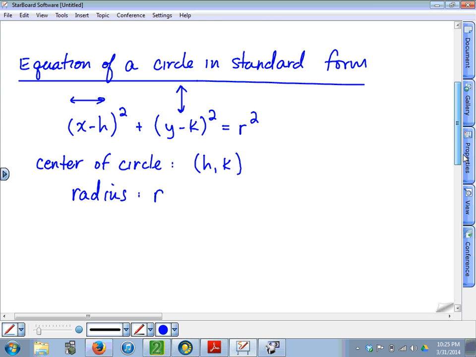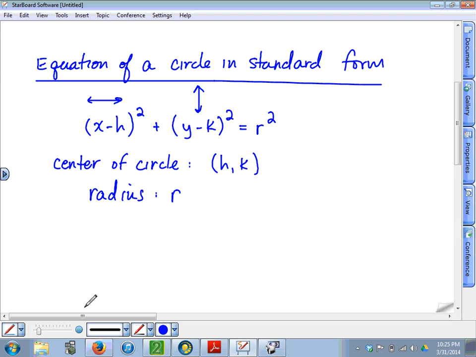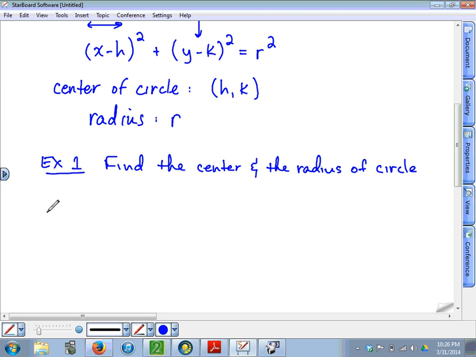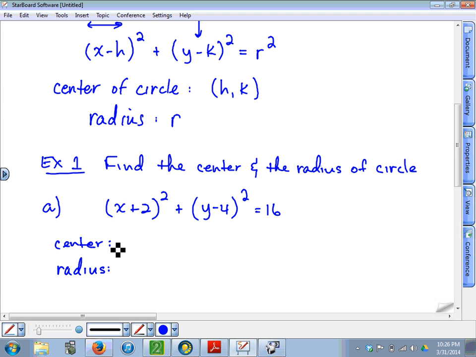Your homework is going to start with the first couple of problems giving you an equation in standard form, and all you're going to have to do is state the center of the circle and the radius. You're not going to have to graph it yet. So here's example 1. Find the center and the radius of the circle. For part A, let's do x plus 2 squared plus y minus 4 squared equals 16. So go ahead and write that down. Two things you've got to find: the center and the radius.